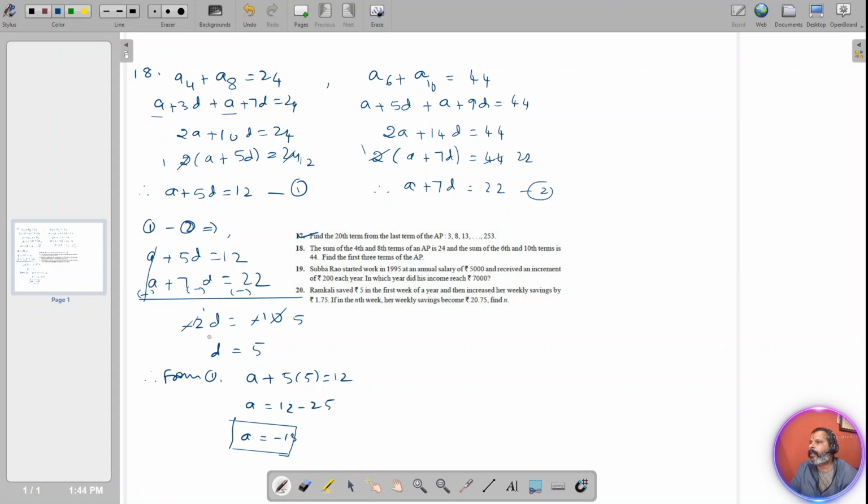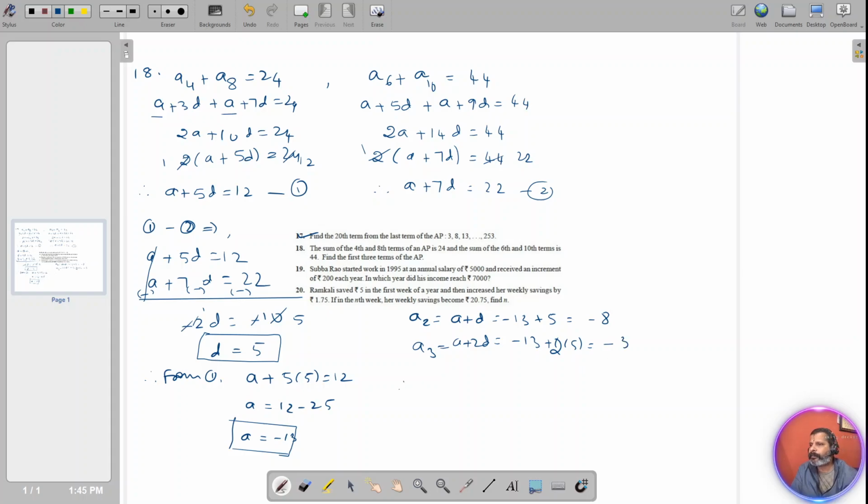Okay, D is 5 there. Now, they are asked to find the first three terms of the AP. What are the first three terms? A1, A2, A3. Out of those three, A1 we got already, which is nothing but A. We have to find A2. A2 is equal to A plus D. A is minus 13 plus 5, minus 8 is the answer. A3 equal to A plus 2D. A is minus 13 plus 2 of 5 is 10. Minus 13 plus 10 is minus 3.